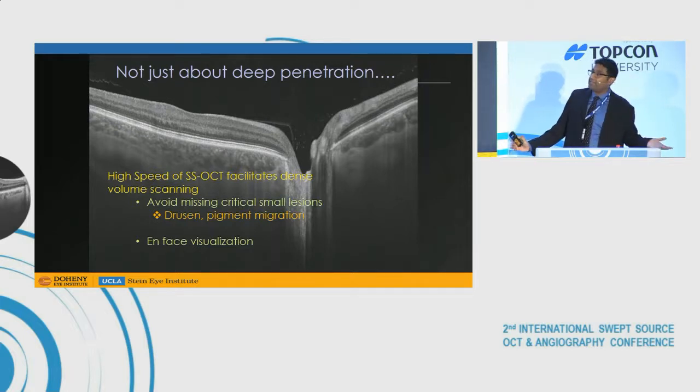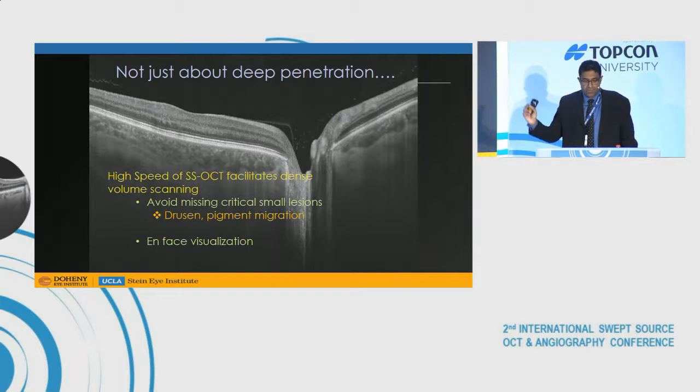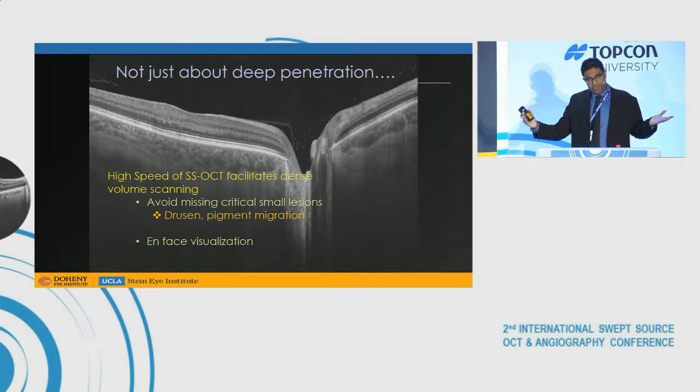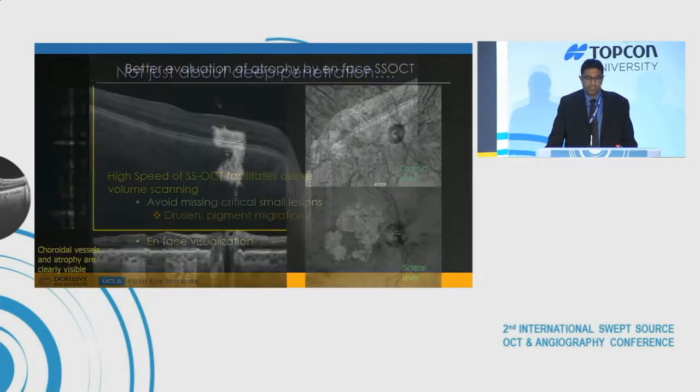But I also want to emphasize that it's not just about the deeper penetration. The other advantage that's very relevant, and I'm going to make that point through some of the work I'm going to show, is the dense volume scanning, which allows us to avoid missing critical small lesions, including features like pigment migration that seem to be very relevant. It also allows us to construct en face images of the retina and choroid, which I think are very relevant to AMD moving forward.